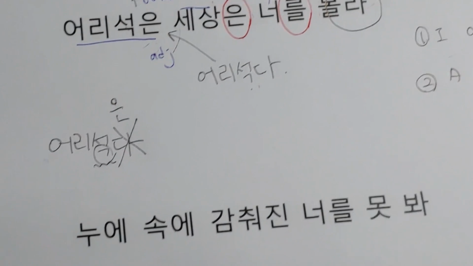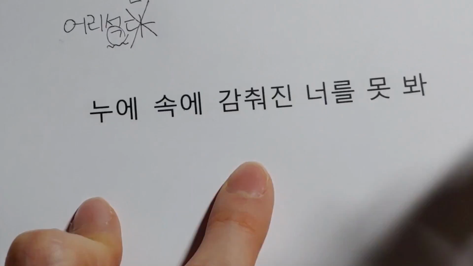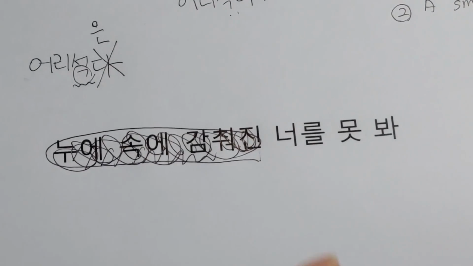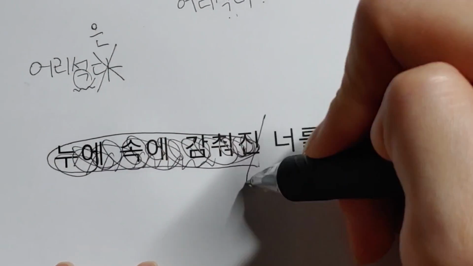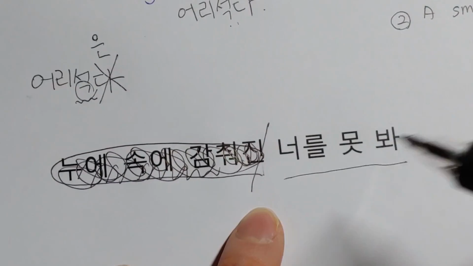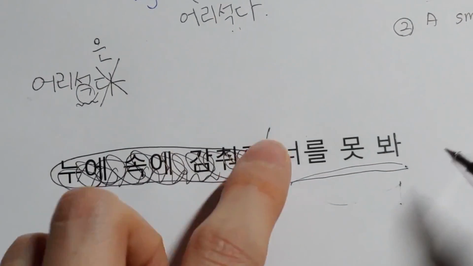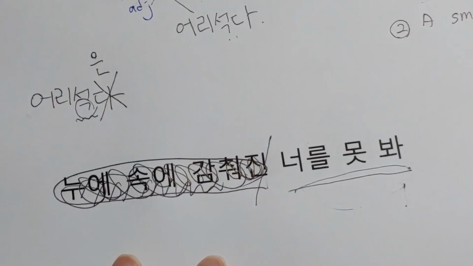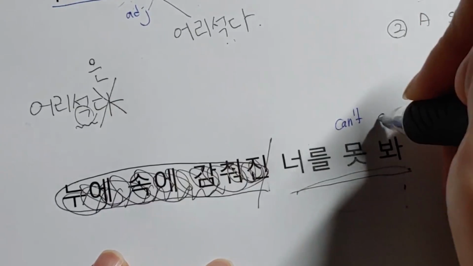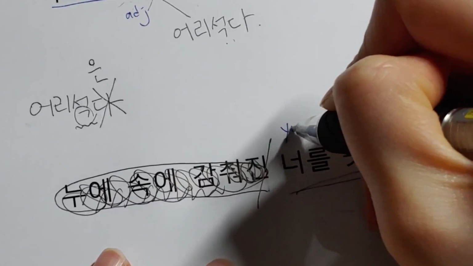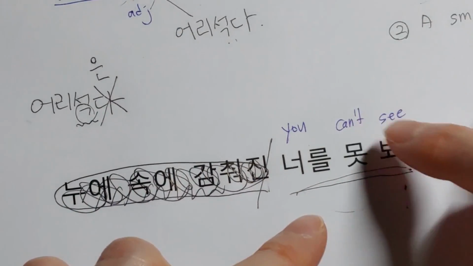And moving on to the next sentence, we'll skip this part because this is a bit of an advanced particle. So this is more for advanced learners. So you can just ignore it here. But this sentence alone is also a complete sentence. 너를 못 봐. It means can't see you.